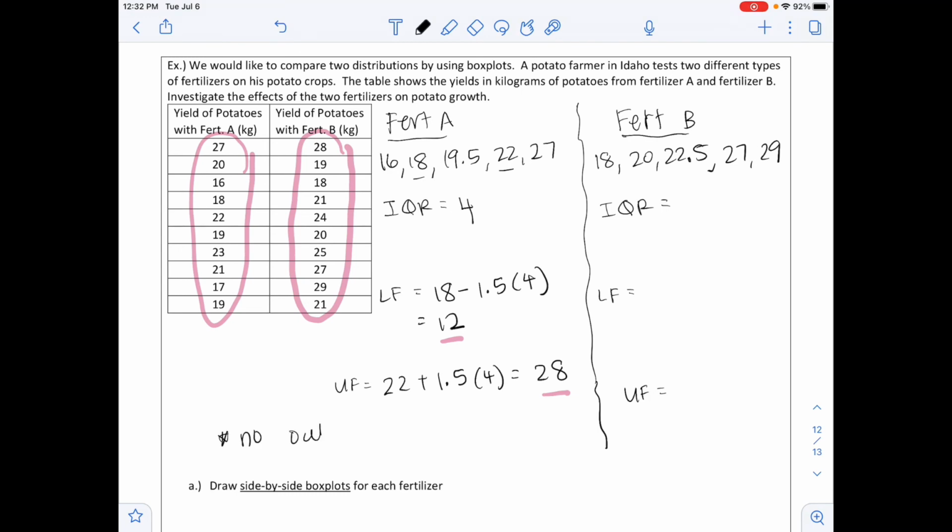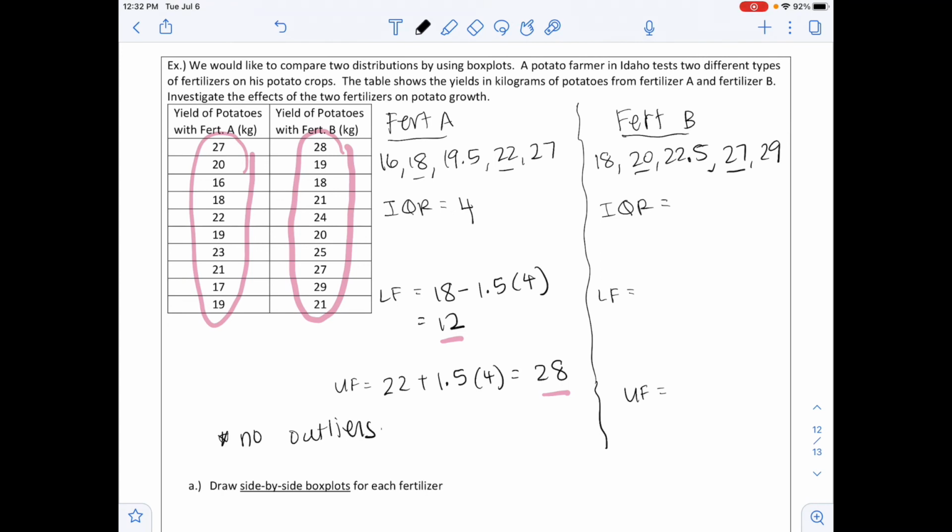So that means we have no outliers. Again, the reason why is because your data is between your lower fence and your upper fence. So all the data is between 12 and 28. So now we need to do the same thing for fertilizer B.